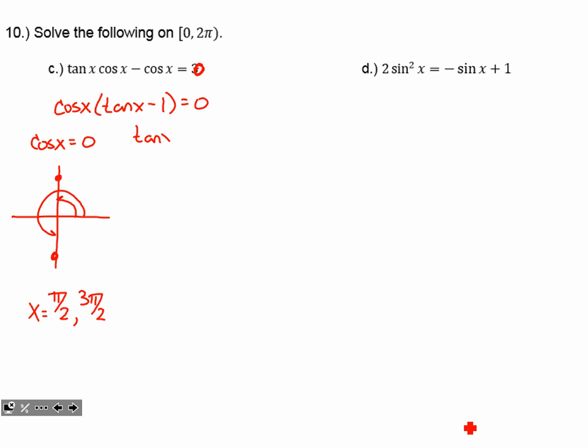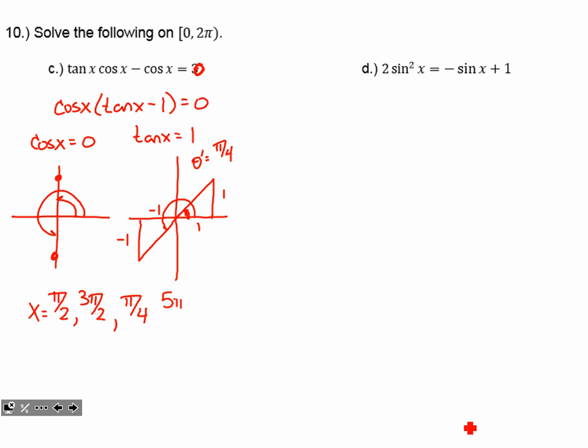The other factor is telling me, where does tangent equal positive 1? Well, remember, tangent means slope, so I got a positive slope here, 1 over 1, opposite over adjacent, and also down here, opposite over adjacent, negative 1 over negative 1. And here, that reference angle inside is a pi over 4, 45-degree triangle. So the solutions I get out of that are pi over 4, and then overshooting the axis, 5 pi over 4.